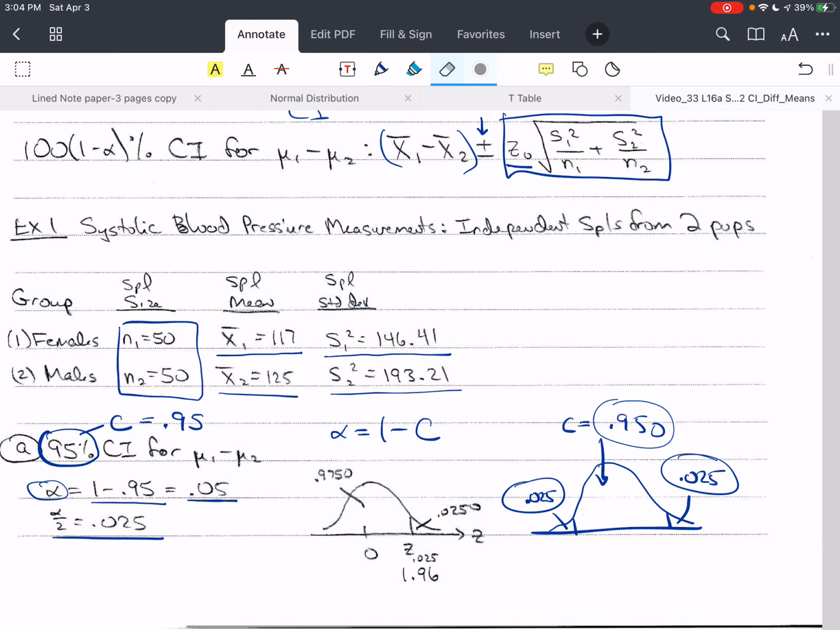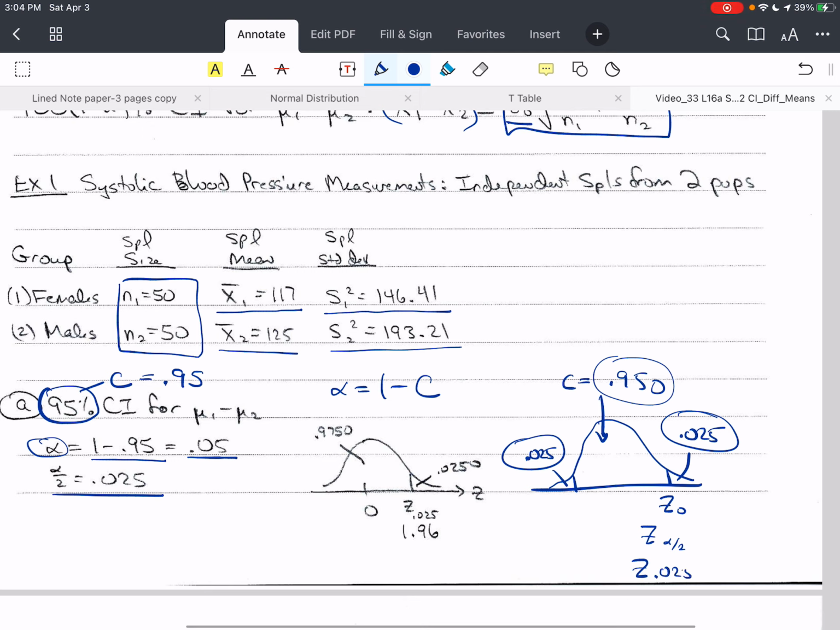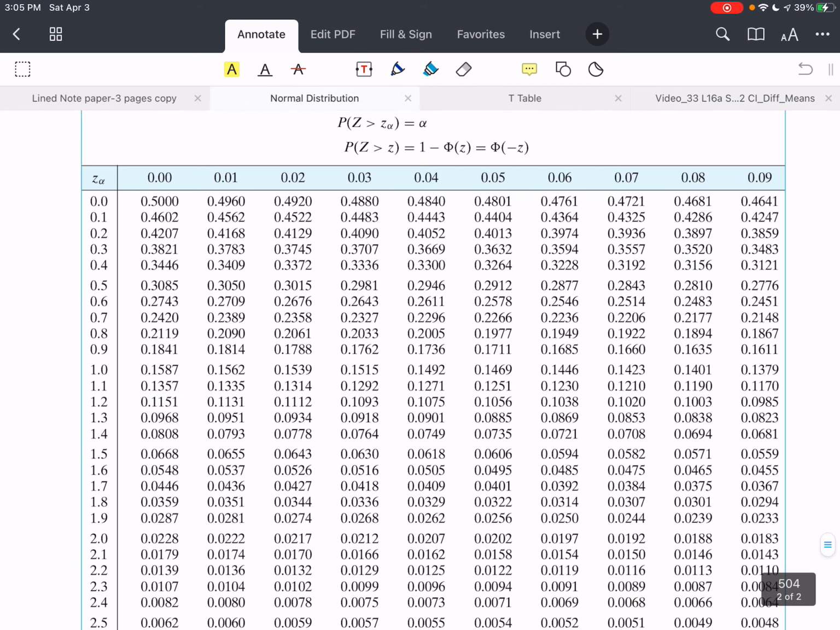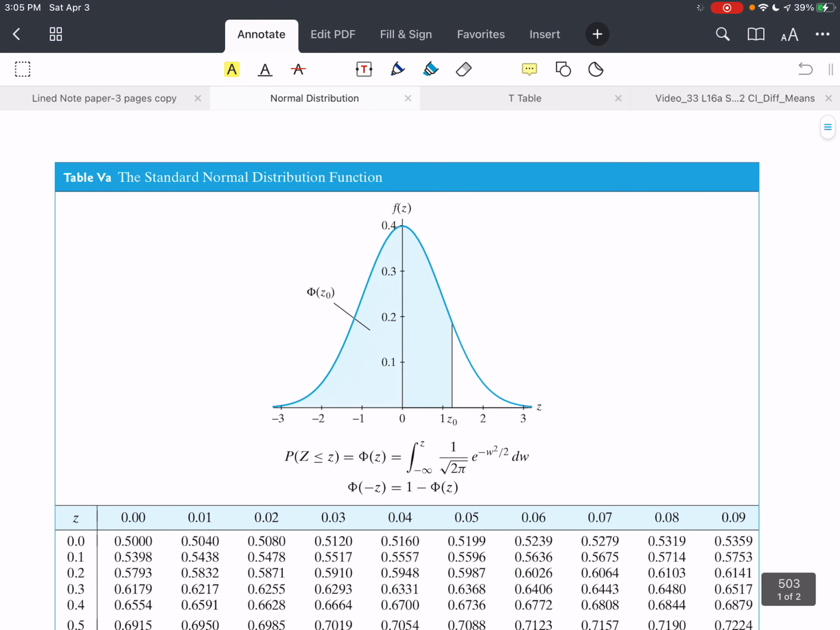And so I can look for z naught, which is z sub alpha over 2, which is z of 0.025 in this case. So we have 0.025 above z. That's the area above it, or probability above it. And so we go to our z table, and we look up inside, we look up 0.025. Now, our z-tables are different than z-tables in most of the introductory statistics courses, and it's good to be able to read these different tables.